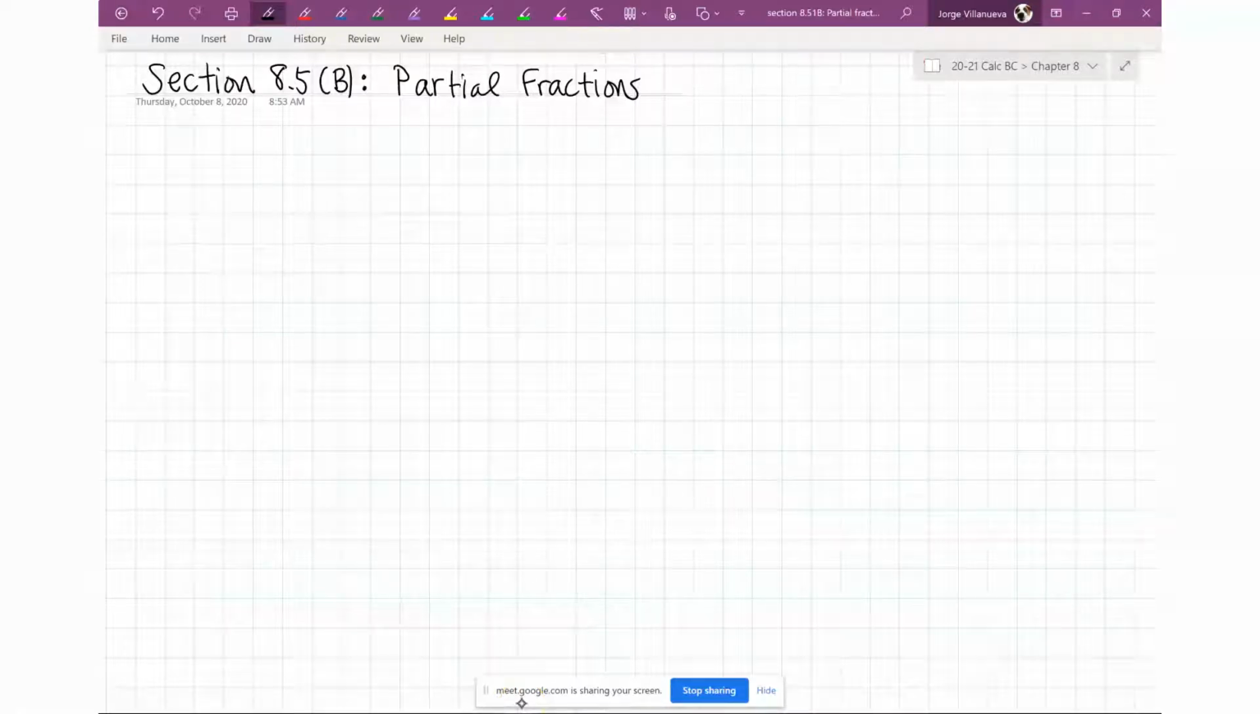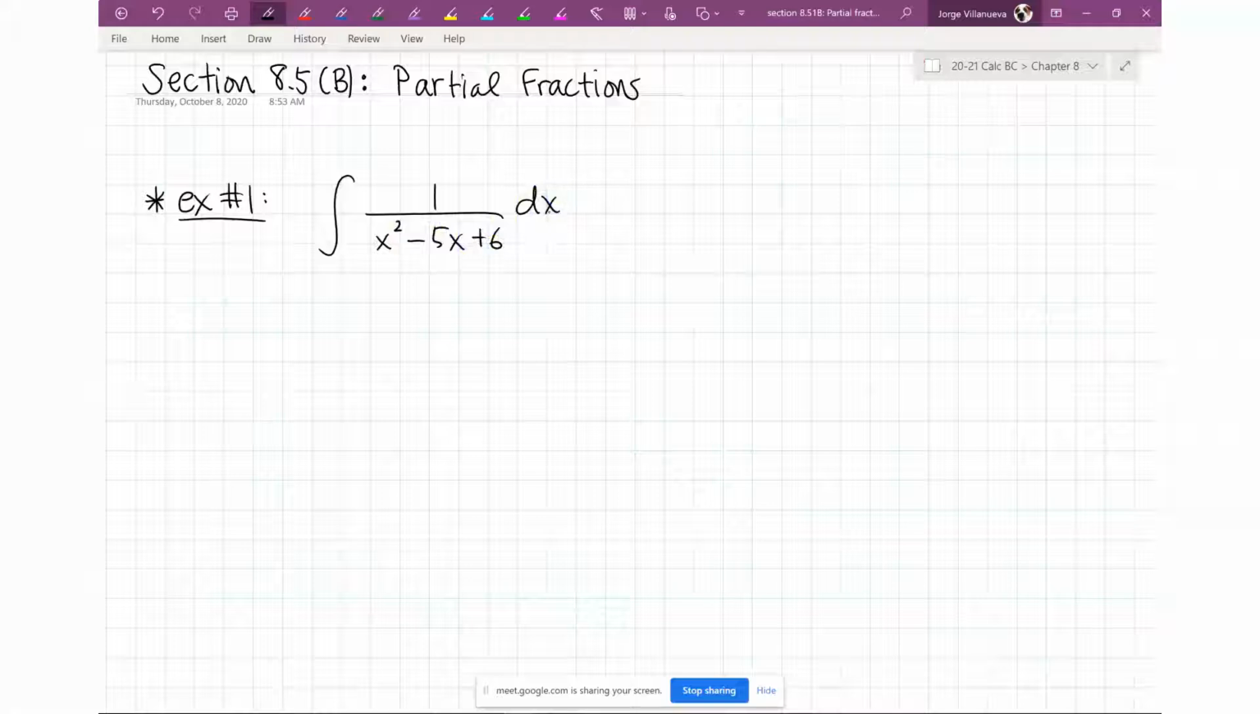All right, so section 8.5, part B, partial fractions. Okay, and the day before yesterday, we went over the following problem. Let me write this out. I wanted to do a partial fraction decomposition. We did one of them, and it looked kind of like this, but I'm going to write it a little differently. I'm going to want to integrate 1 over x squared minus 5x plus 6 dx.